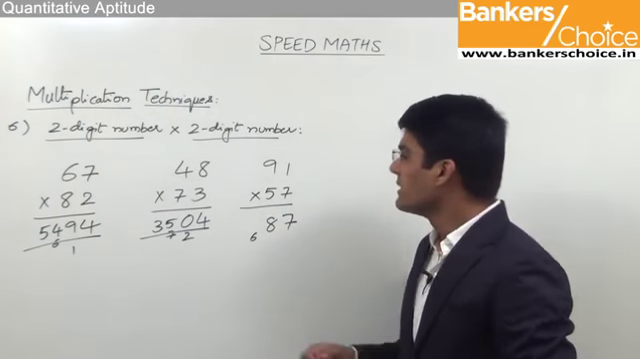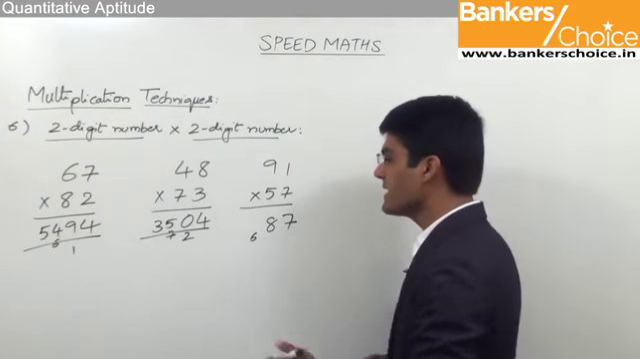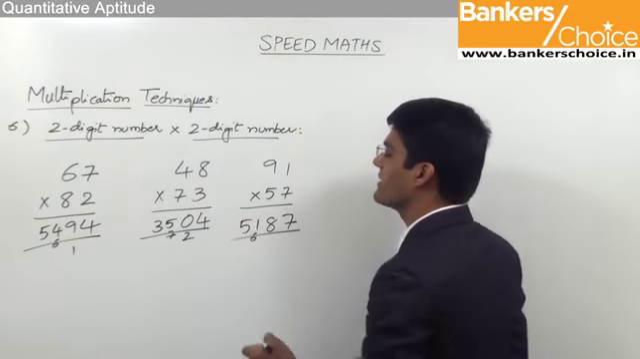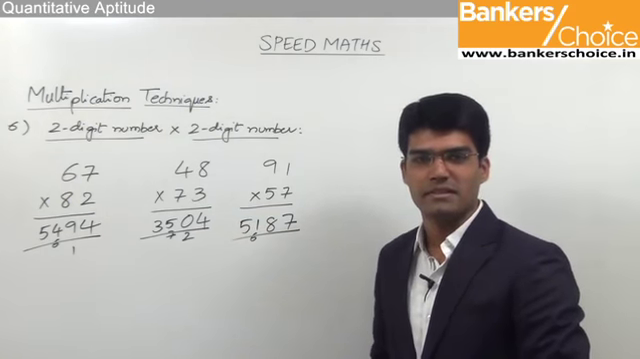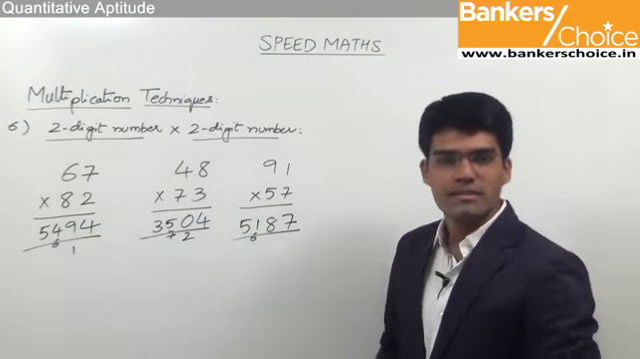The last step here is 9 into 5, 45. 45 plus 6 is 51. So the answer for this question here is 5187. So this is how quickly we can multiply two-digit numbers if we follow this 3-step technique.